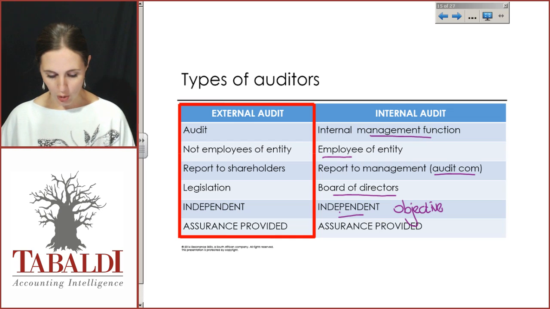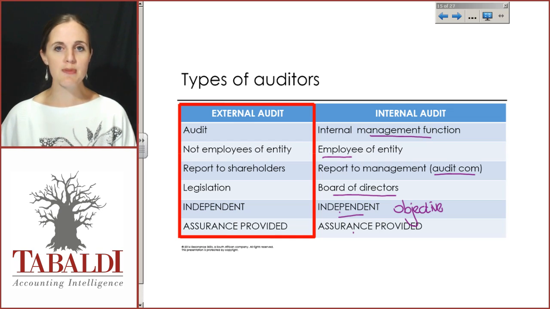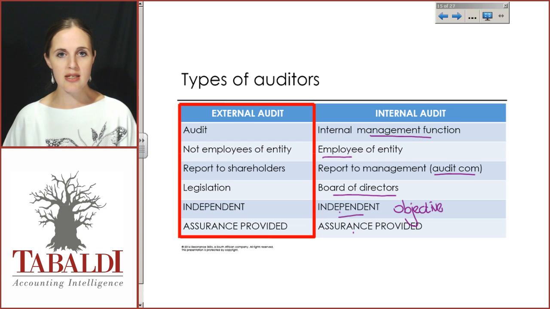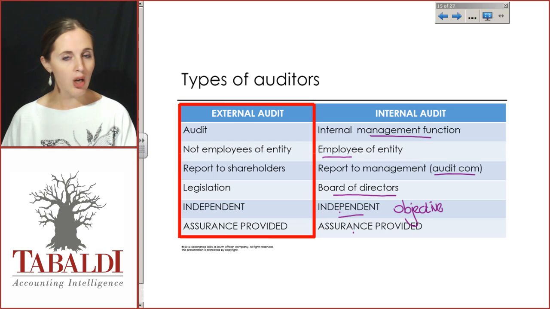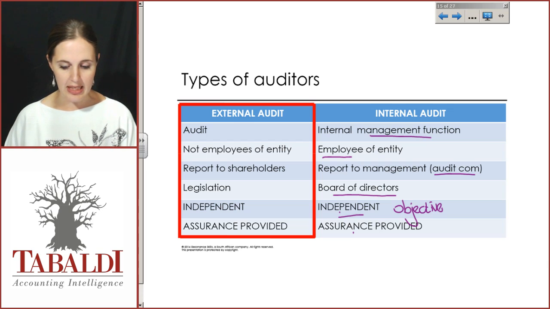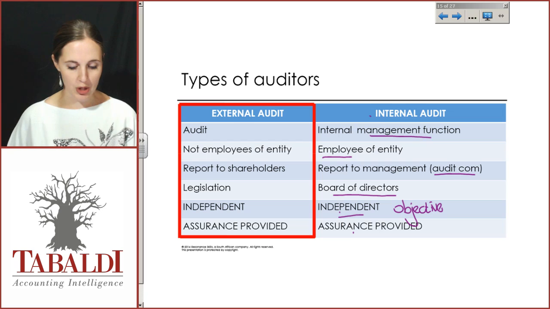They need to be objective within their role, but they will never be truly independent in the way that we are as external auditors. They do provide assurance because they give a report to the directors and say to them, we've checked, we've gone through, and we believe that the people within your organization are following controls that they need to. So that is your internal audit department.